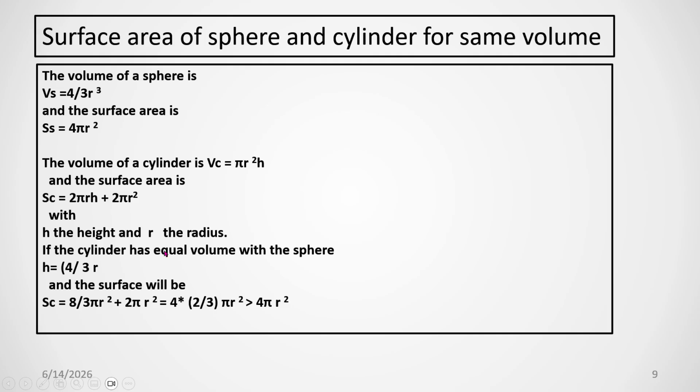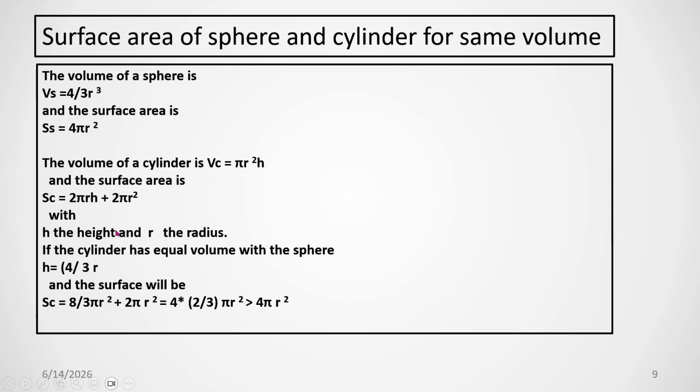If you compare both, you will get H equal to 4r. And then the surface area of this cylindrical tank will be 8/3 pi r square plus twice pi r square, that is 4 into 2/3 pi r square, that is greater than 4 pi r square. 4 pi r square is the surface area of the sphere.